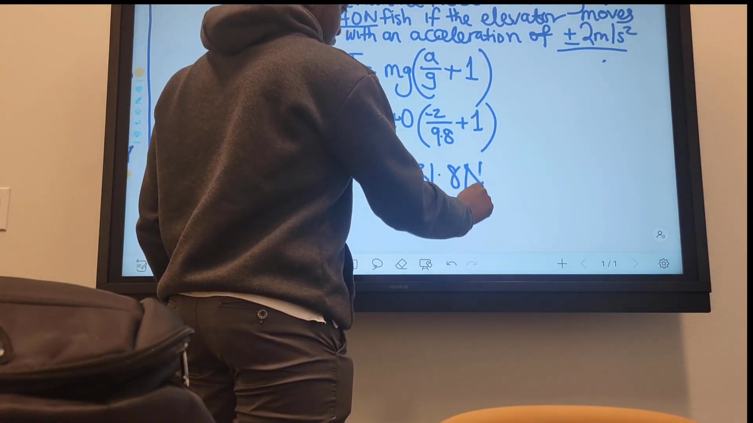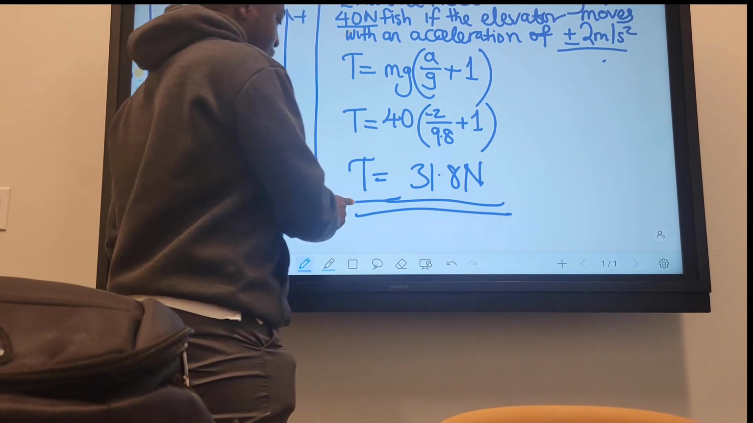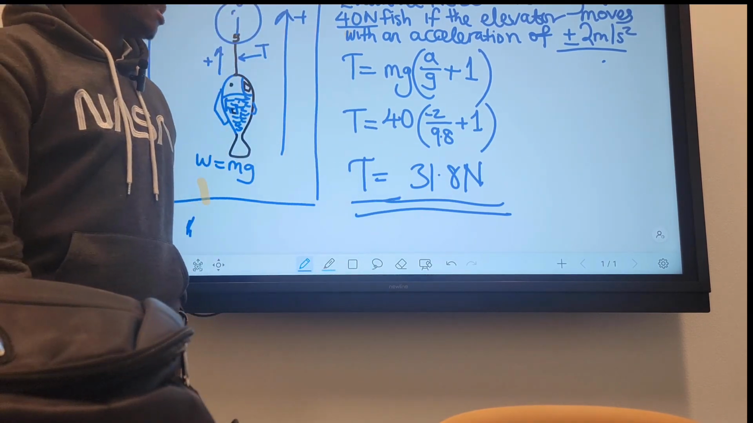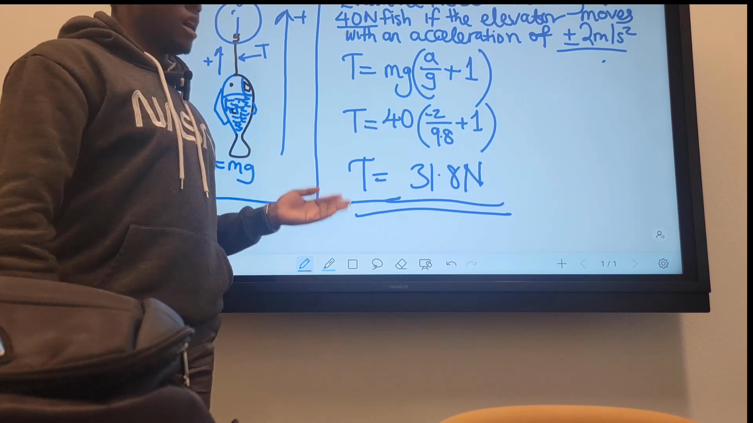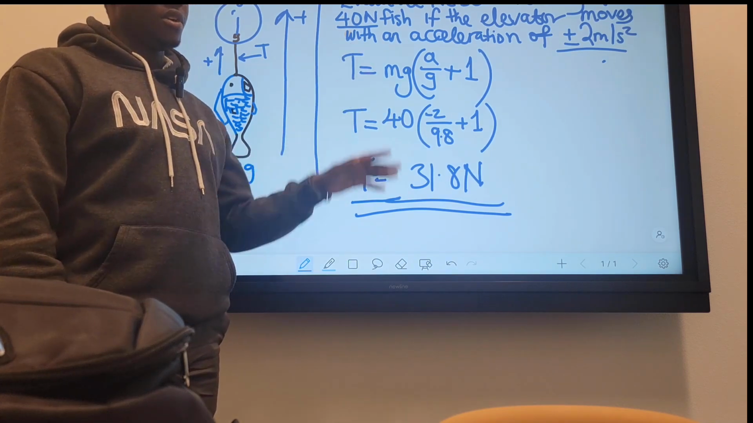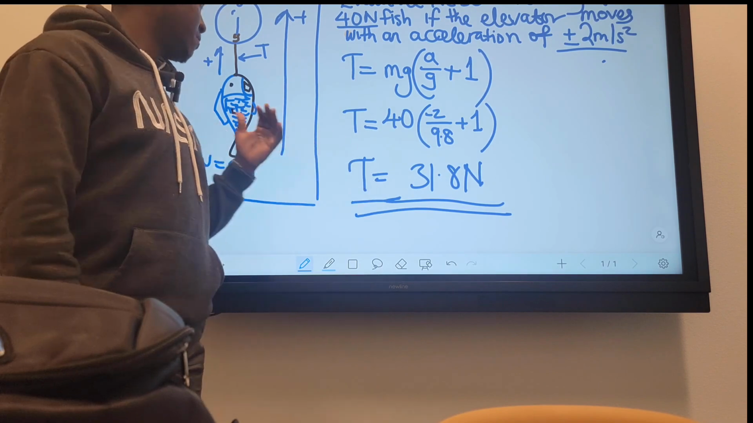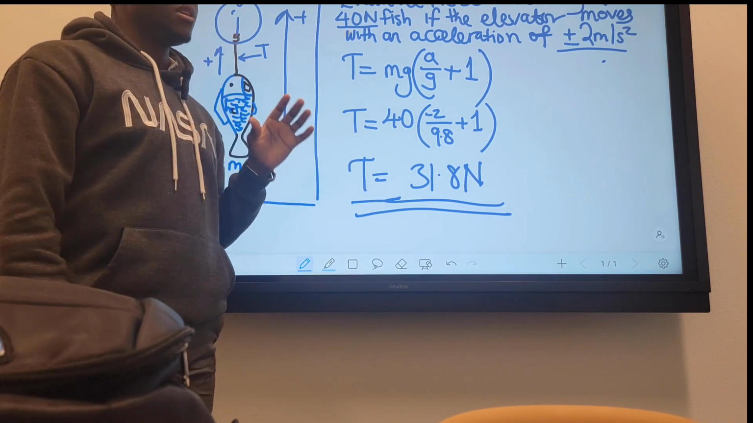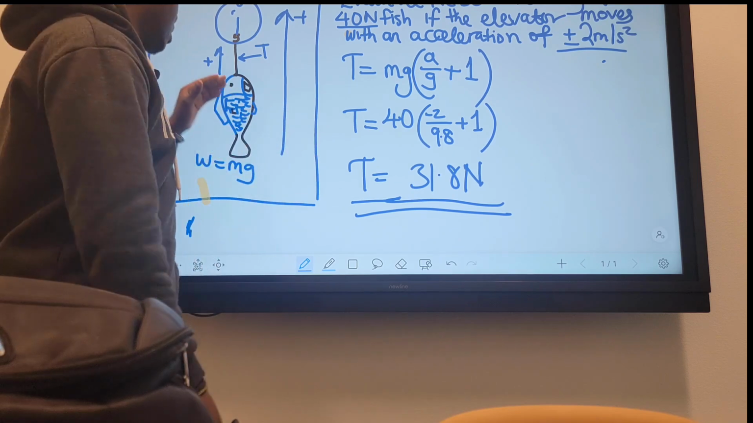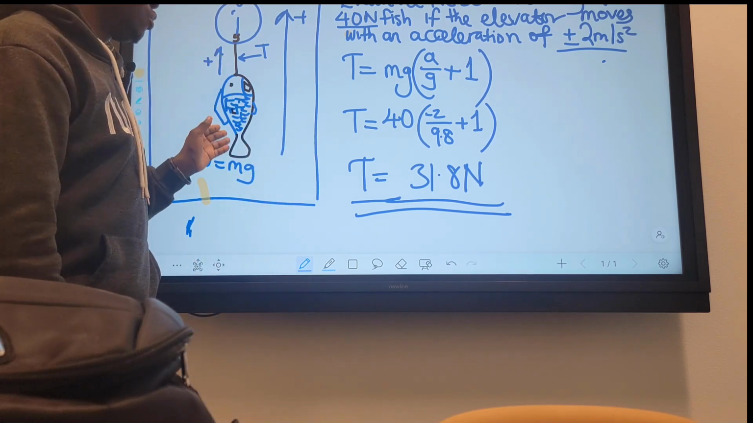Okay, and as we evaluate this, we discover that our tension becomes 31.8 newtons, hence proving the theory we had at the very beginning of this conversation, that as the elevator starts decelerating, the scale experiences less weight than is actually being induced by the fish.